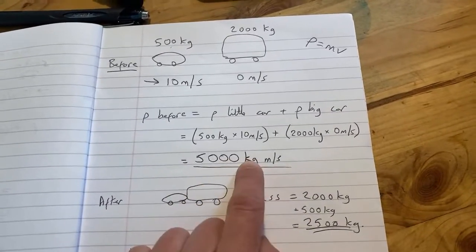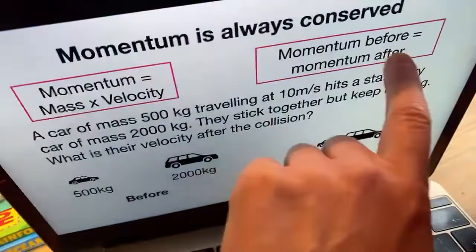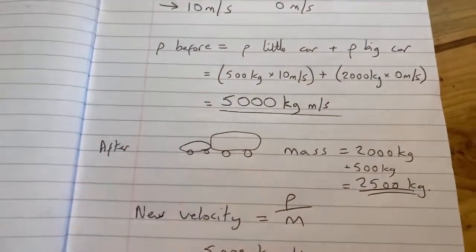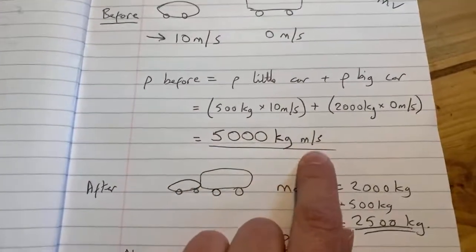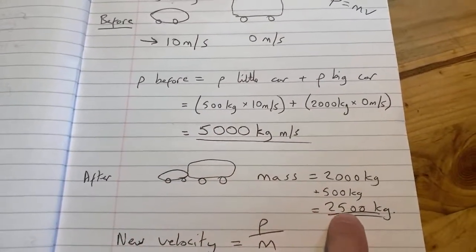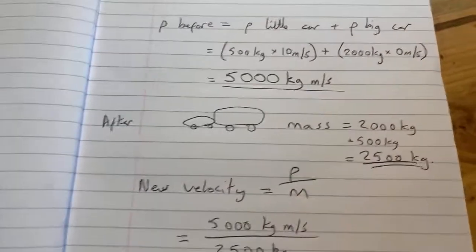We've got the momentum because we know that the momentum before equals the momentum after, and we just worked out the momentum before. So the momentum is 5,000 kilogram meters per second. The new mass is going to be just the masses added together, so 2,500 kilograms. And then, well, we can almost just plug it in, can't we?